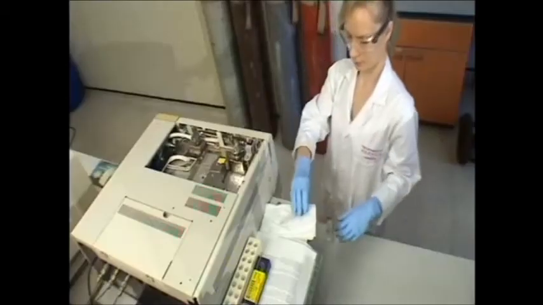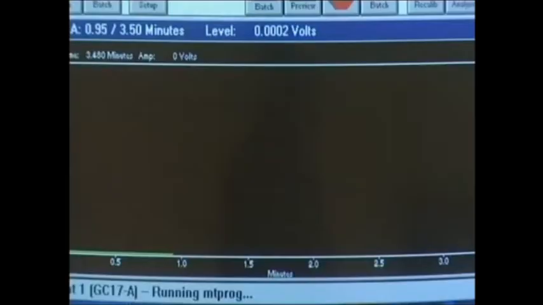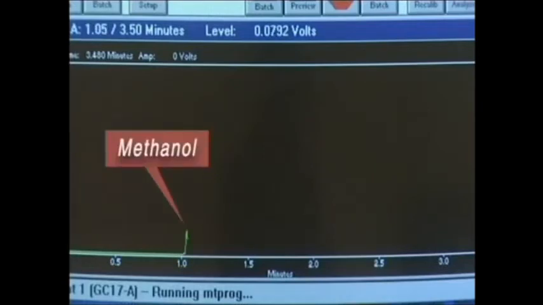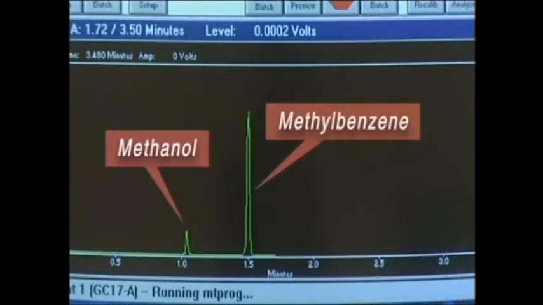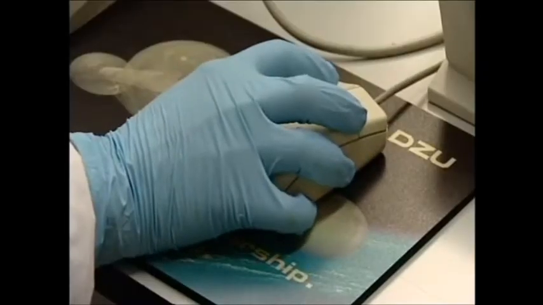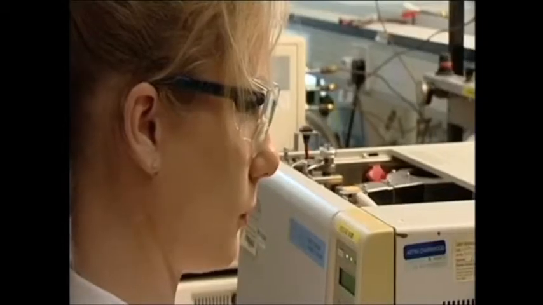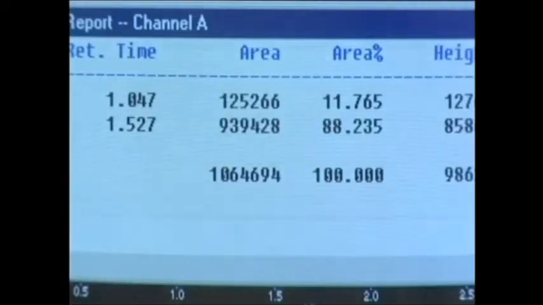The first peak is methanol, the more volatile component. Its retention time, that is the time taken for it to pass through the column, is about 1 minute. The second peak, with a retention time of about 1.5 minutes, is the less volatile methylbenzene. Its peak has a larger area, showing that there is more of it in the mixture. The computer calculates accurate retention times and peak areas.